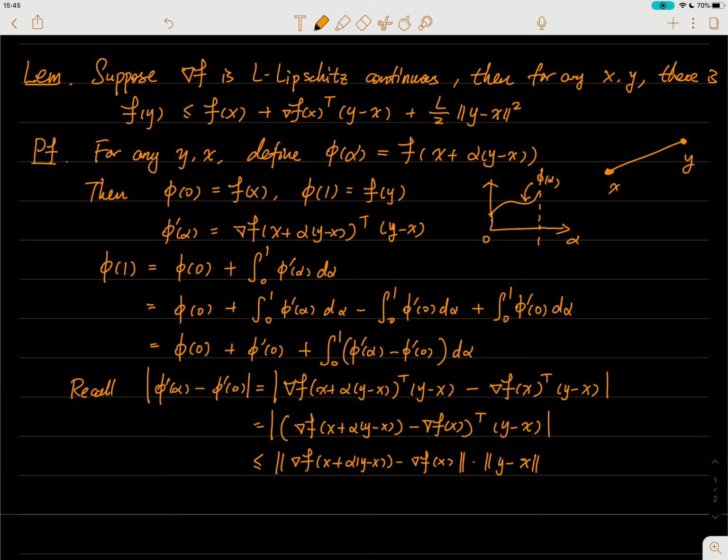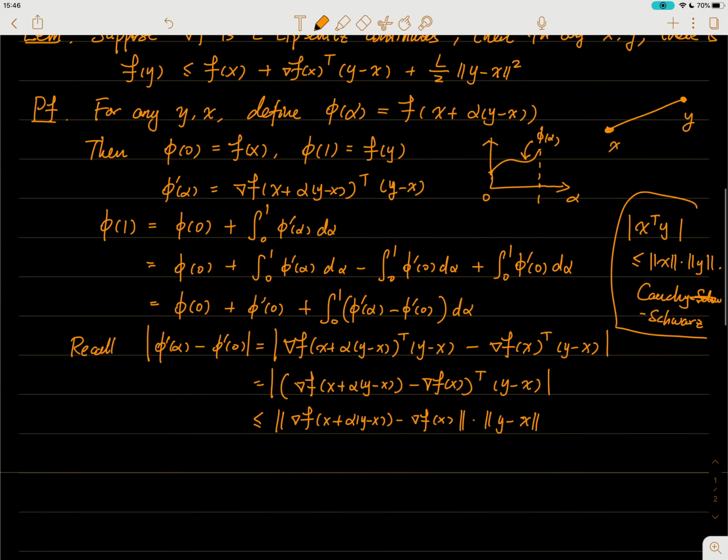Okay, just like, I have two vectors. Let me call them x and y. I know that the absolute value of this inner product is less than or equal to the norm of x times the norm of y, right? This is called the Cauchy-Schwarz inequality. Okay, so that's how we got this.